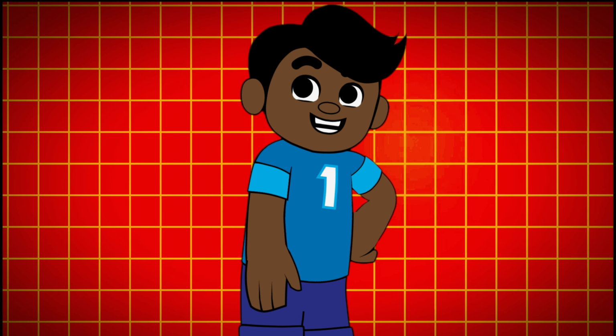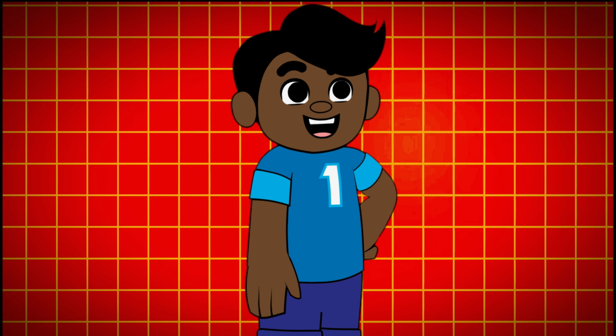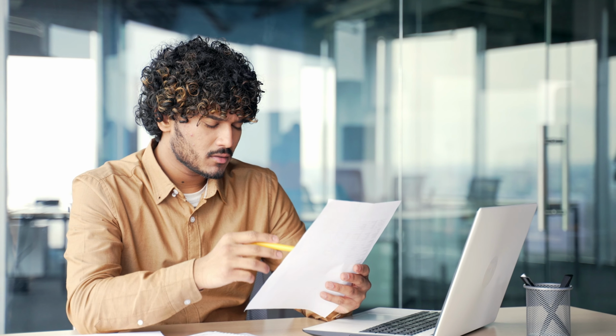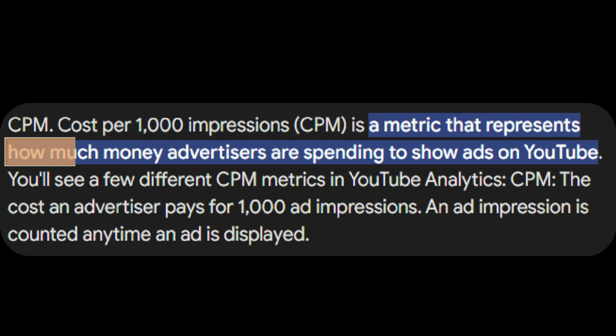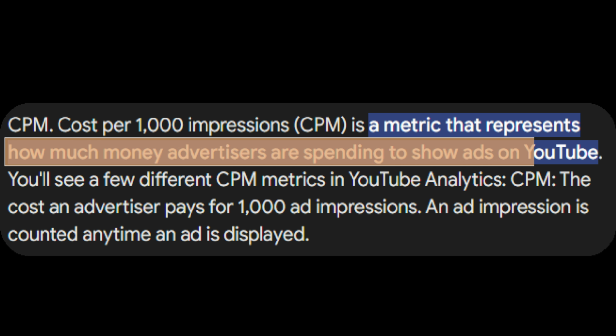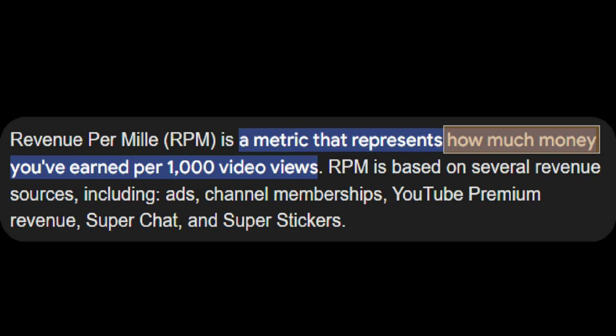Let's start with some key YouTube terms you need to know to understand how you can earn money. First, before starting a YouTube automation business, you should know what CPM is. CPM is how much advertisers pay to show ads on YouTube. Then the second thing is RPM. RPM is how much you earn for every 1,000 views on your channel.